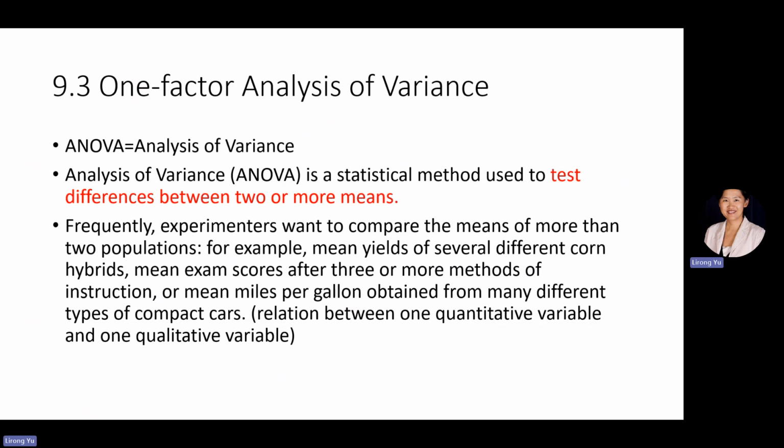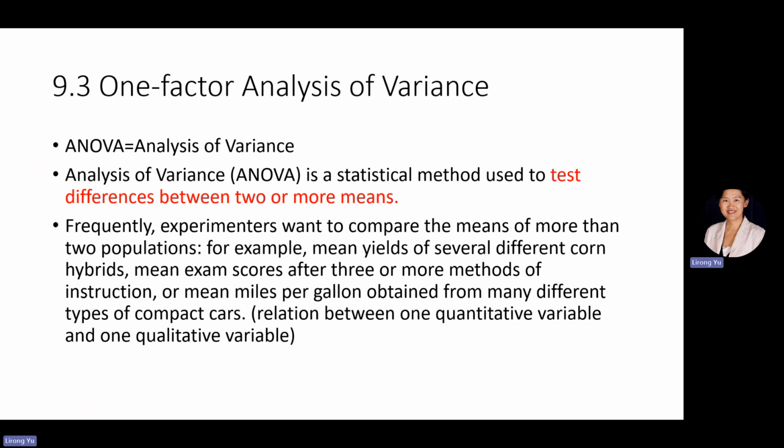The name stands for analysis of variances. It's a statistical method to determine if 2 or more means are equal to each other. So if you want to compare the means of more than 2 populations, for example 3 of them, mean 1, mean 2, mean 3, are they exactly the same or are they different? So we're comparing whether they have the same mean. For example, you might compare several different corn hybrids. You want to know which one has a higher mean, a higher average produce.